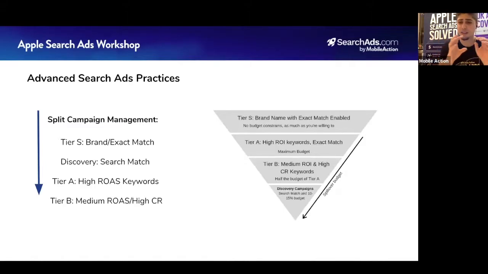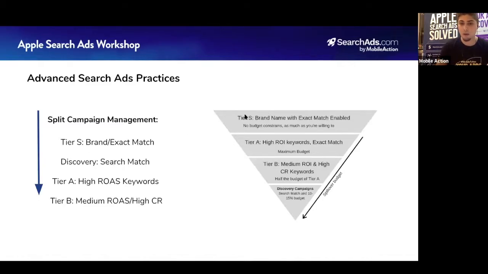And then we have tier B keywords. These are keywords that still have a positive ROI, but they are not as powerful as the tier A keywords, though they also have a good conversion rate at the same time. These keywords still produce some value for your app, so you don't want to miss out on them.